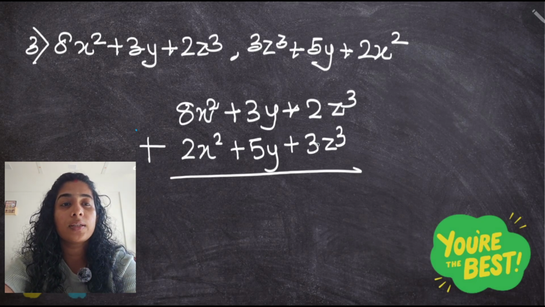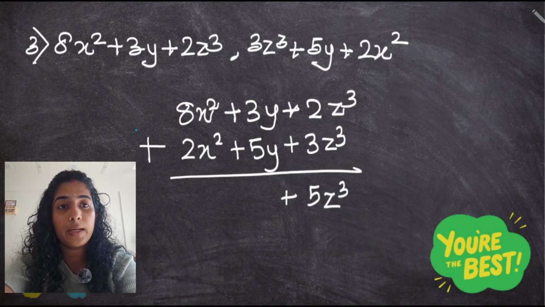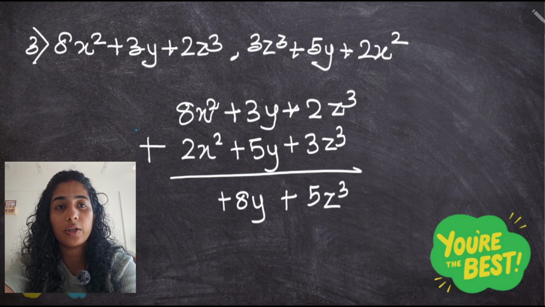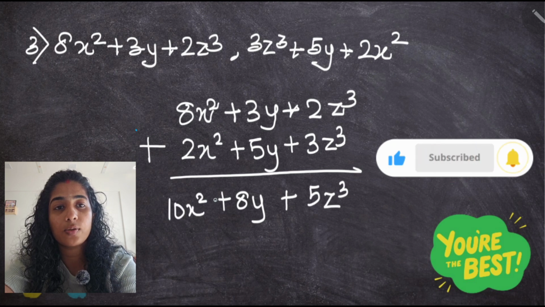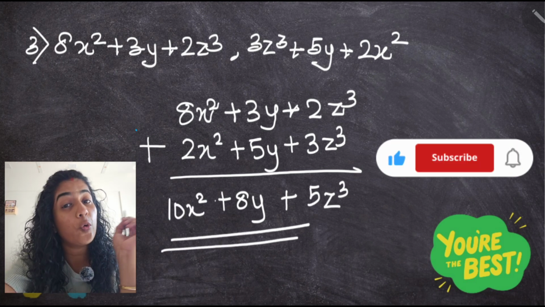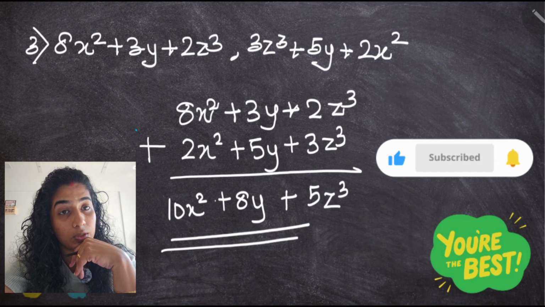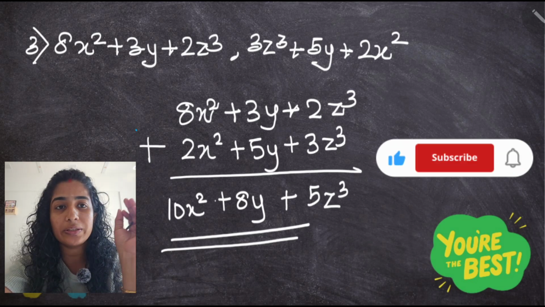So now solve it. 2 and 3 gives you 5, 5z cube, plus 5 plus 3 gives you 8. There is no need of using integer rules over here because all are positive. And 8 plus 2 gives you 10. So 10x square. So I hope you all also got the same answer. Did you? Very good. Okay.